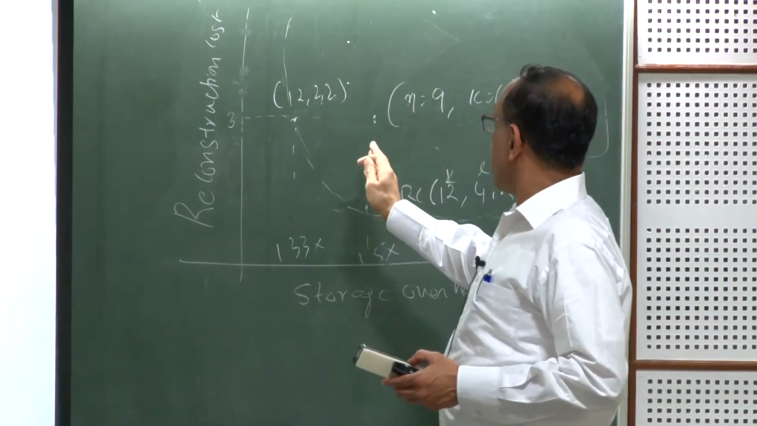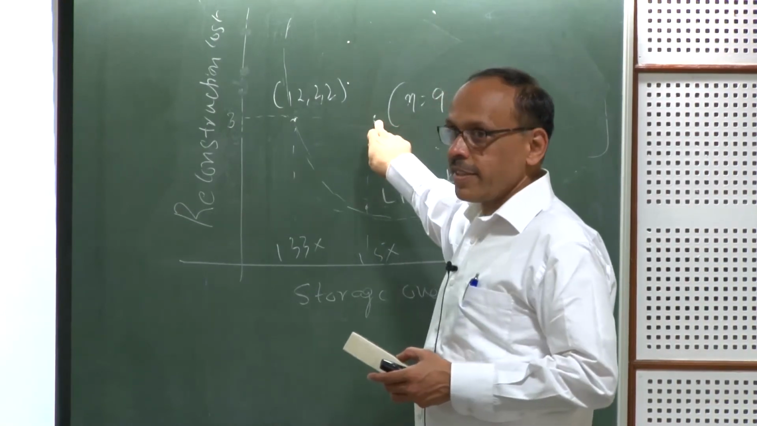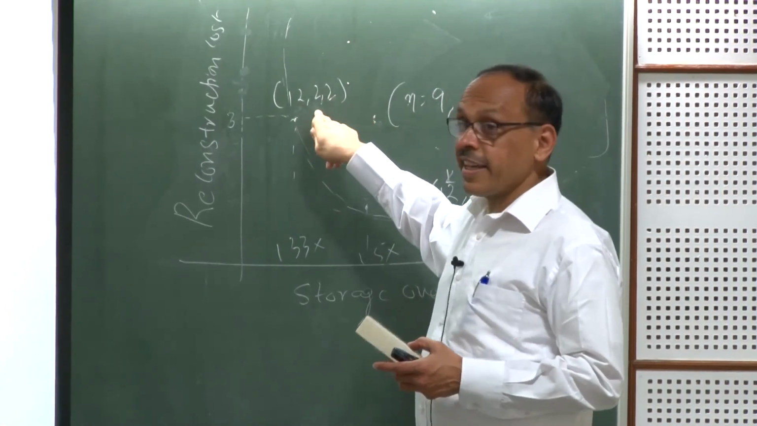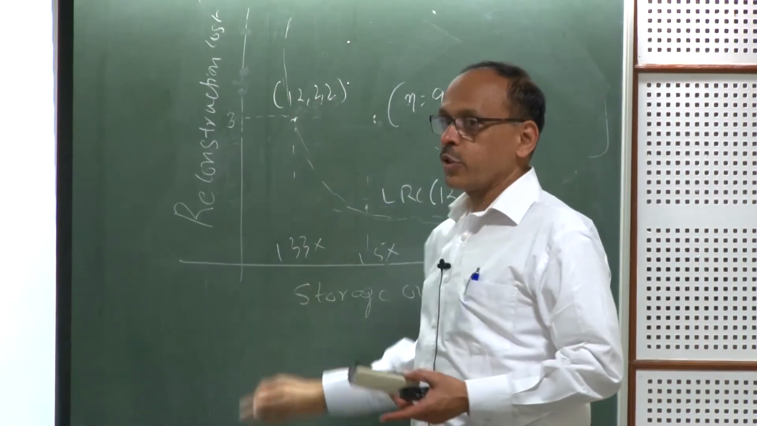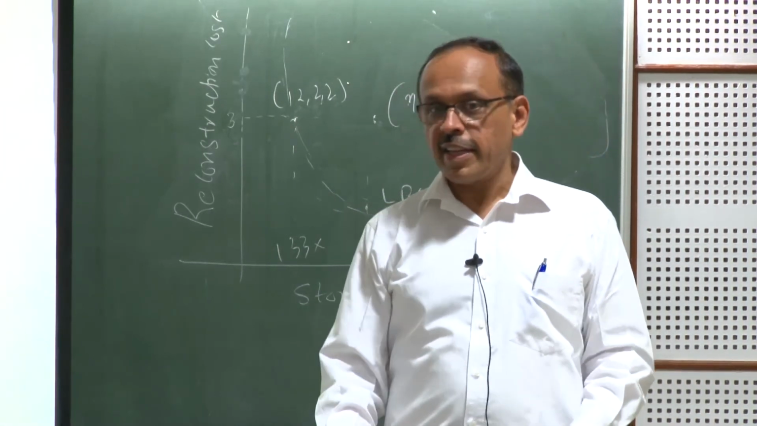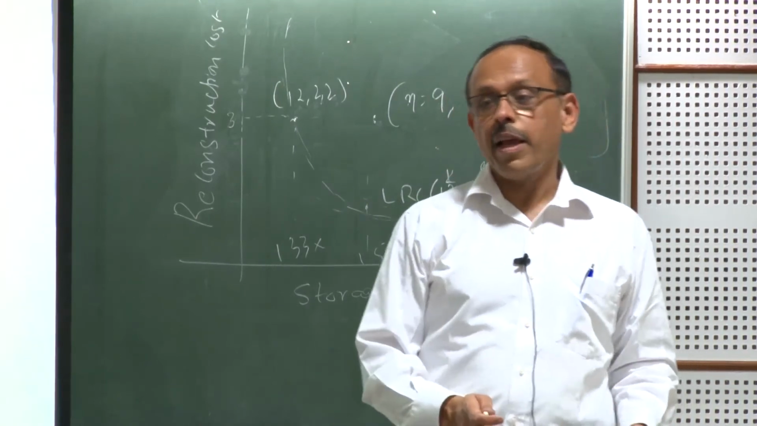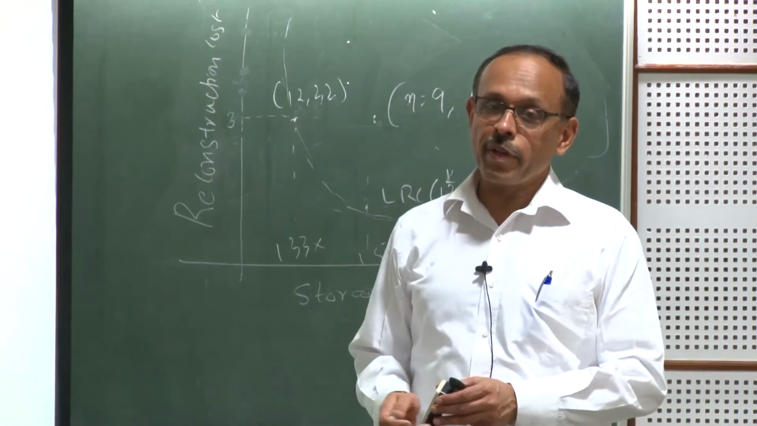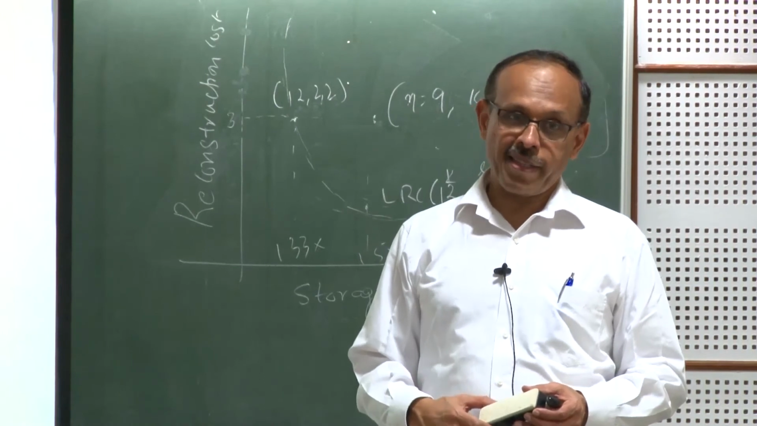On the other hand, if you want to keep the same reconstruction cost, then I can take the 12, 12, 2 code. This has a reconstruction cost of 6, but its storage overhead is 1.3. So in either case, whether you fix the reconstruction cost, I get an LRC code which has a much lower storage overhead, and whereas if you keep the same storage overhead, then the LRC code will have a better reconstruction property.